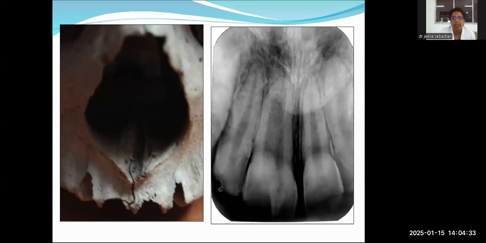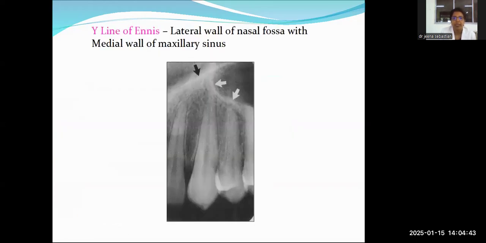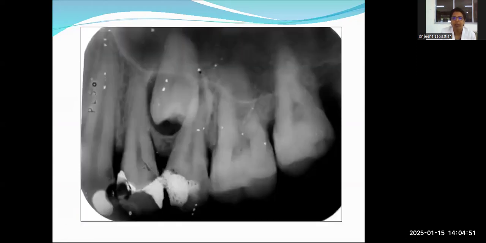Here you can see the floor of the nasal cavity, the zygomatic process, and the floor of the maxillary sinus. This is the inverted Y line of Ennis that is formed by the lateral wall of the nasal fossa with the medial wall of the maxillary sinus. So this is an inverted Y, and this is the floor of the maxillary sinus, which is a radiopaque line. You can see this in this radiograph.